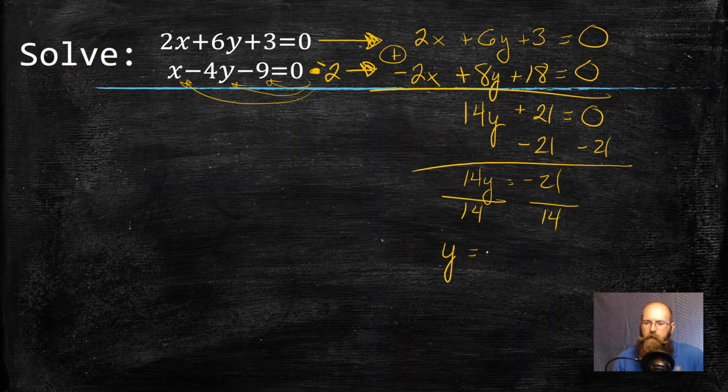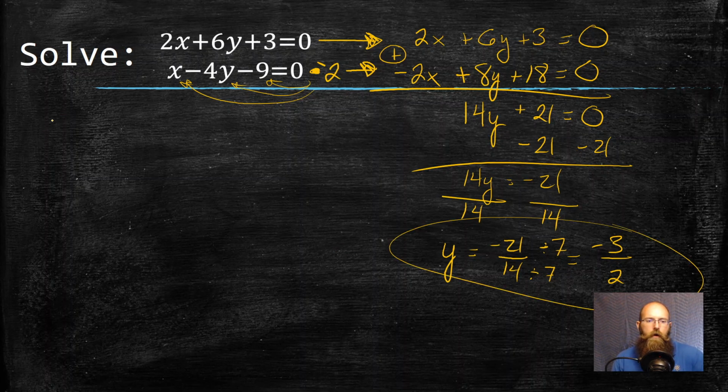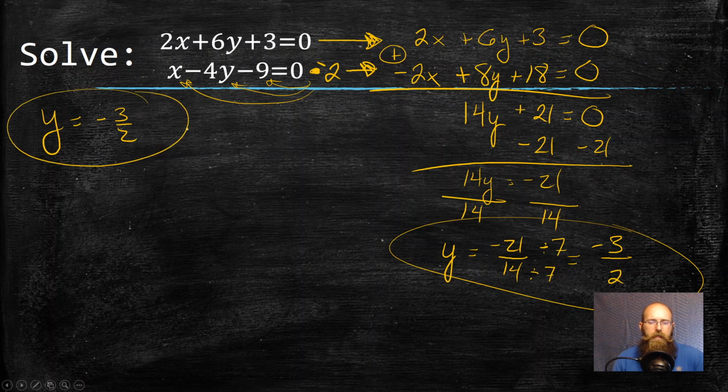And I divide by 14. So now y equals negative 21 over 14. But I can reduce this. You'll notice 21 and 14, both of them, I can divide by 7. Real nice and easy. Negative 21 divided by 7 gives me a negative 3. 14 divided by 7 gets me 2. So I know that my y is negative 3 halves. Don't let that fraction scare you. It's not a terrible fraction. It's actually going to get cleaned up relatively easily.